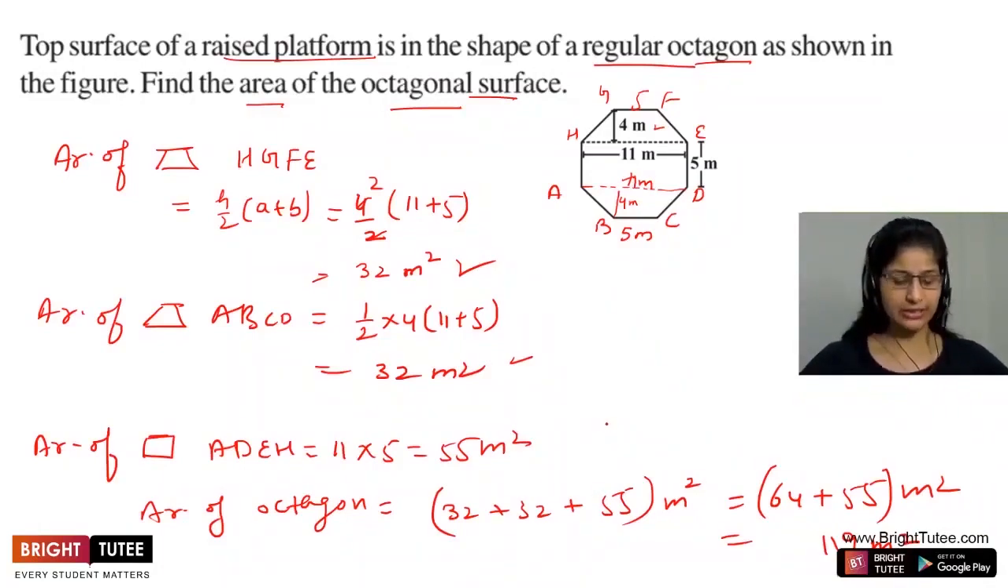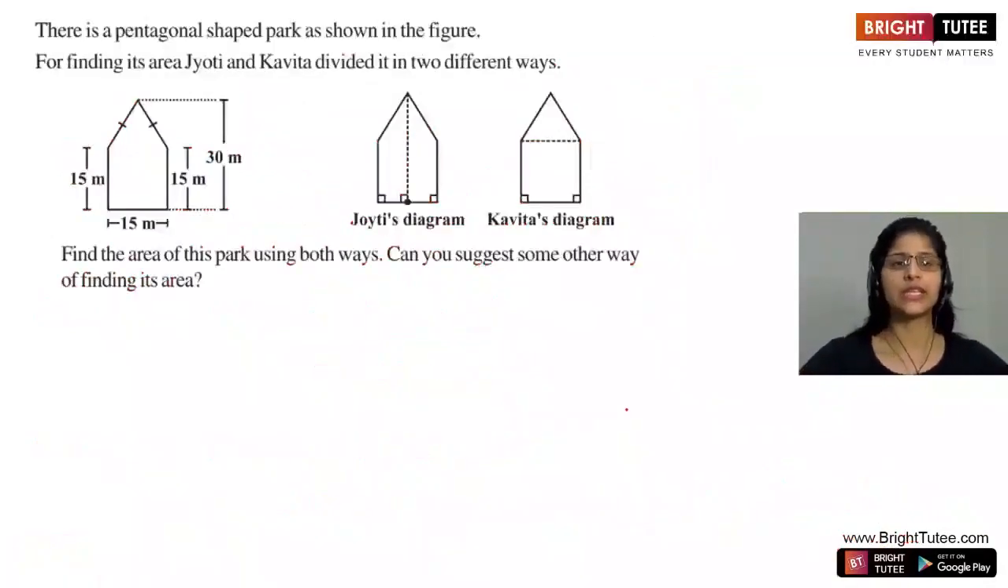So students, in the next question, we see that there is a pentagonal shaped park as shown in the figure. This is the pentagonal shaped park. For finding the area, Jyoti and Kavita divided it in two different ways. So this is Jyoti's diagram, this is Kavita's diagram. Now we have to find the area of this park by using both the ways of Jyoti as well as Kavita, and they're asking, can we suggest some other way of doing it?